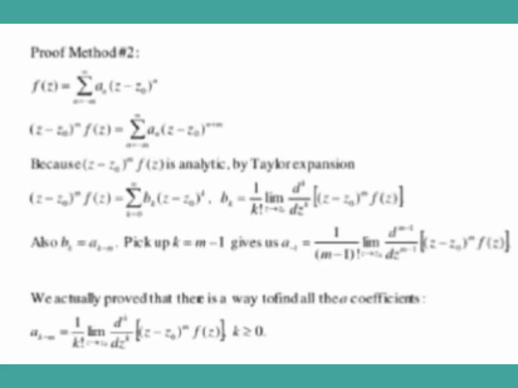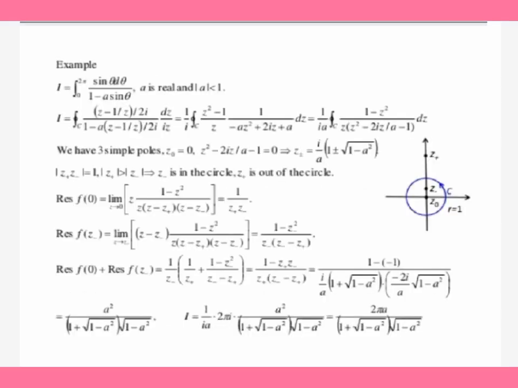Proof method 2. f of z is equal to the summation of a_n (z minus z naught) to the power n. It shows that by the Taylor expansion. Here is shown I equal to the integral from 0 to 2 pi of sin theta d theta over 1 minus a sin theta, where a is real and the modulus of a is less than 1. We have a diagram of it. Hence the residue theorem has been proved.